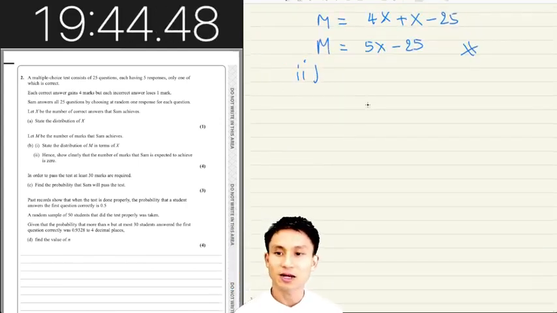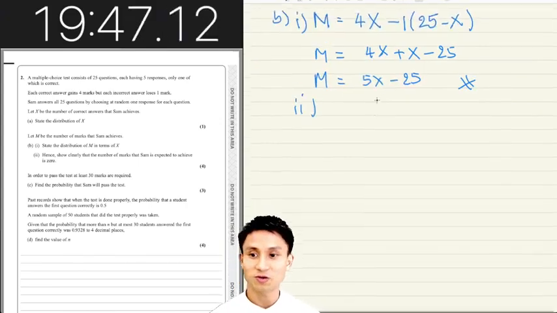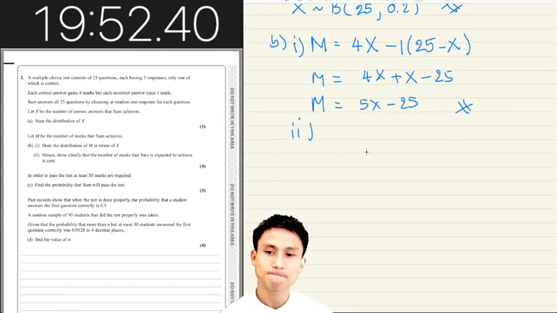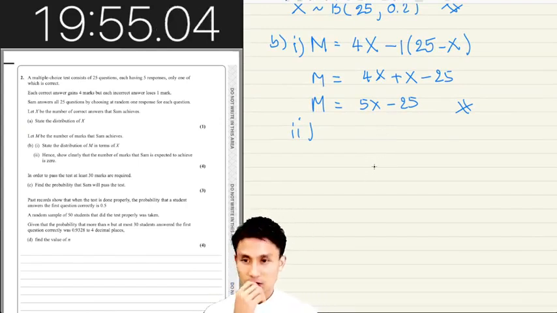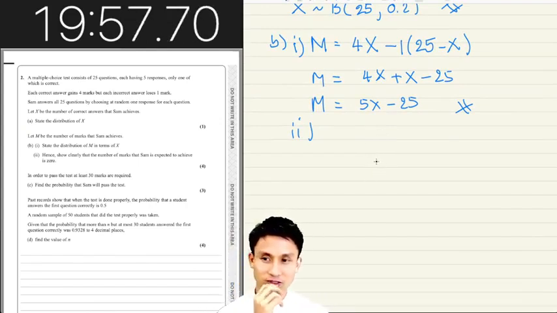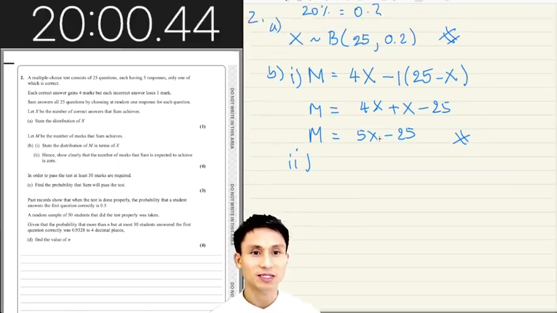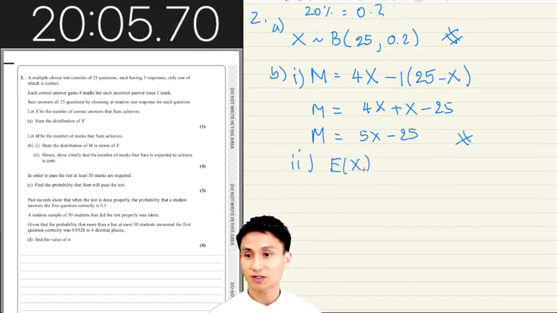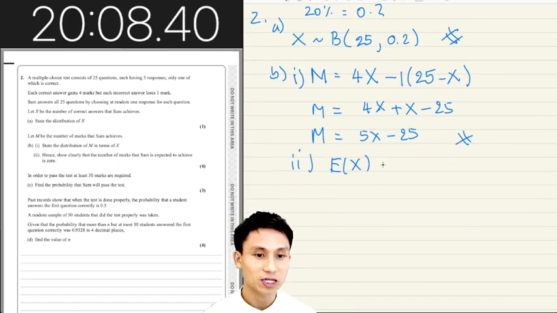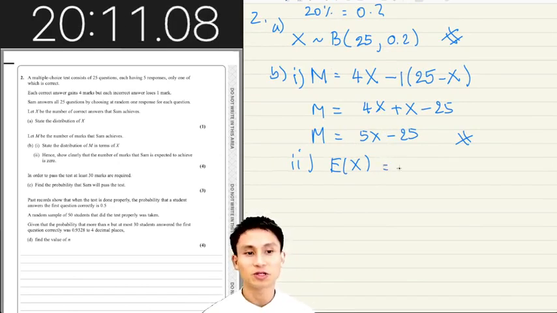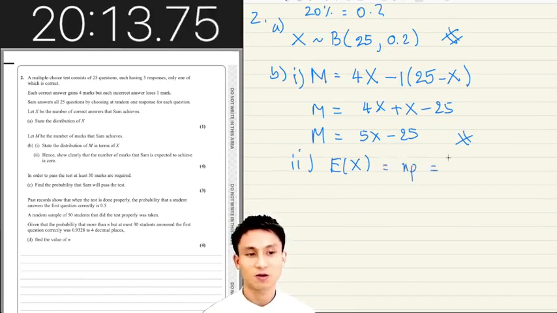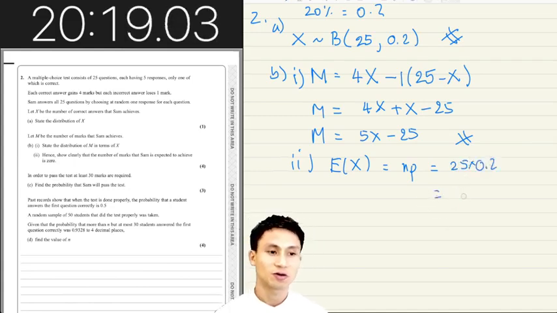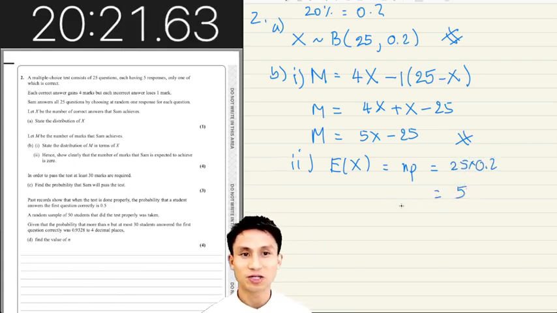Hence show clearly that the number of marks that Sam is expected to achieve is 0. So this is expected score. We have to do expected value here, but let's find the expected value for x first, and then we can plug it in here. The expected value for the distribution x would be just np. So that's 25 times 0.2, which is 10. No, that's 5, sorry.